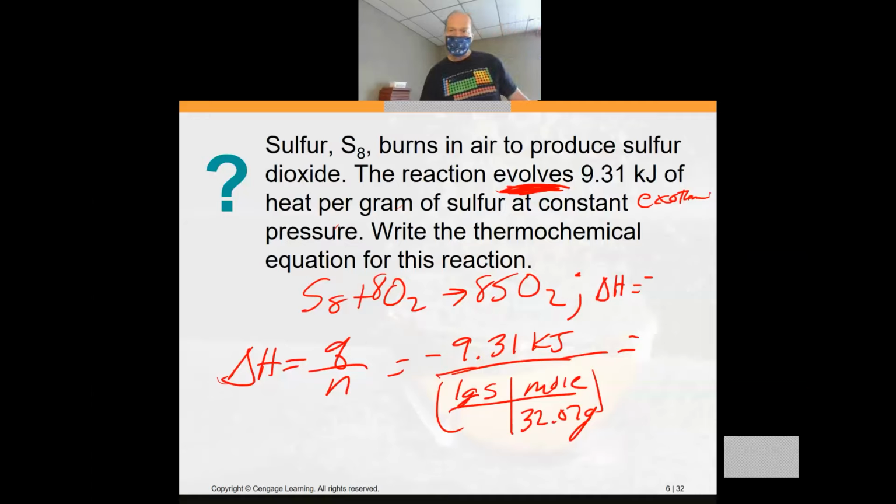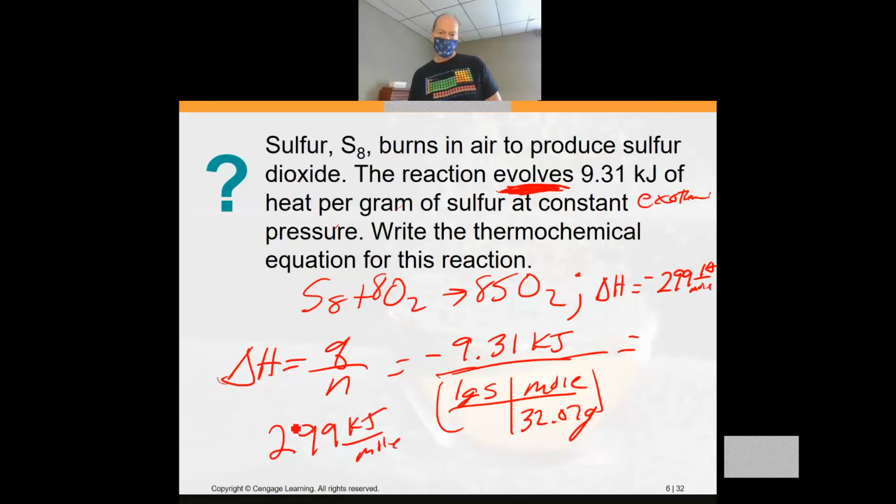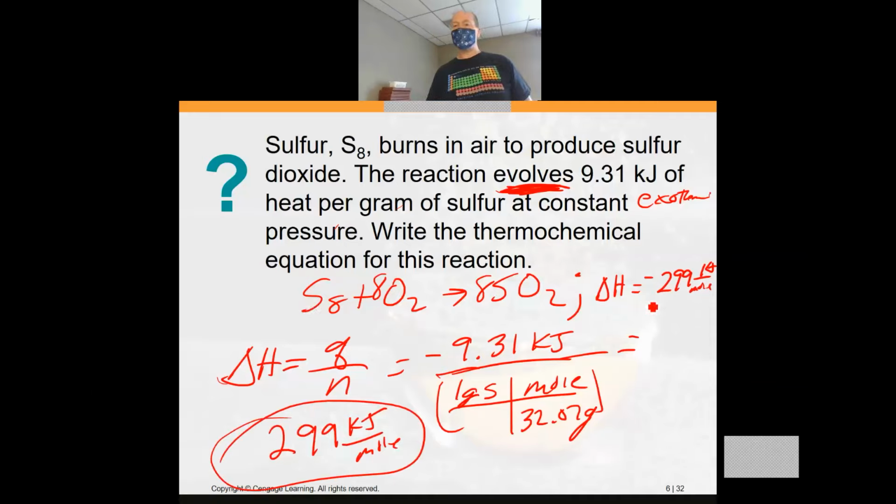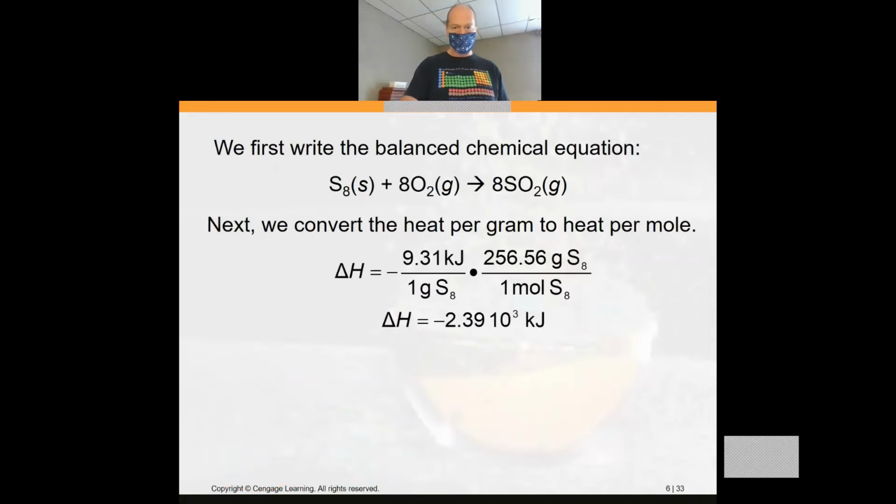We need how many sig figs? 3 sig figs, and that would be negative 299 kilojoules per mole. That is your delta H. So you write the balanced chemical reaction, and then you write the delta H after that balanced chemical equation.